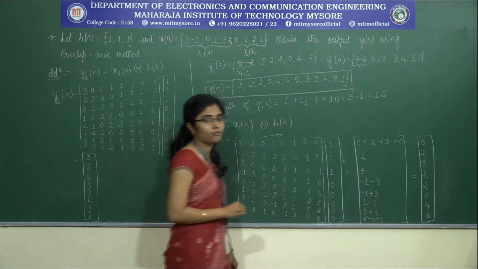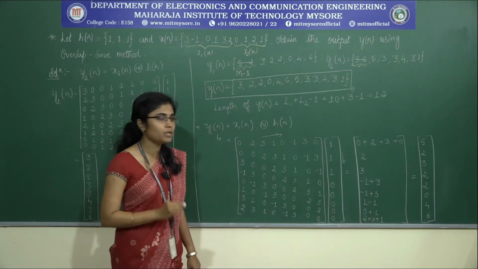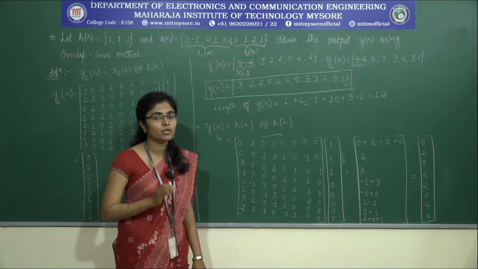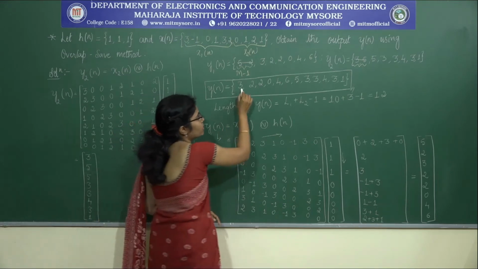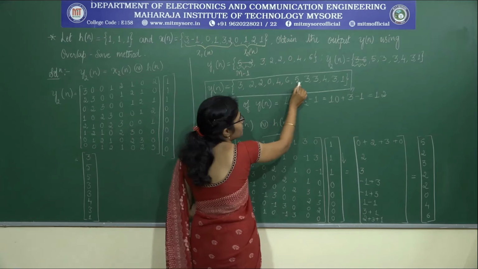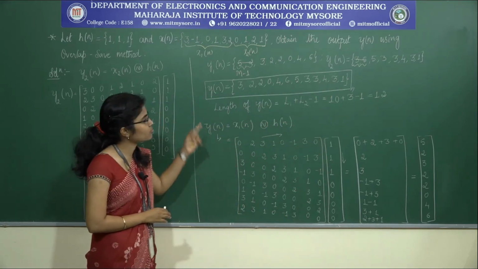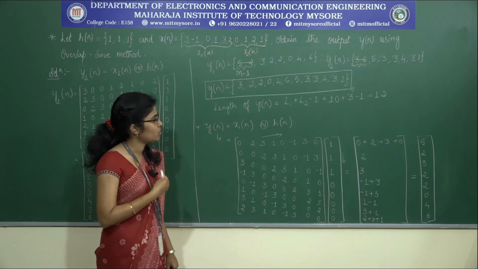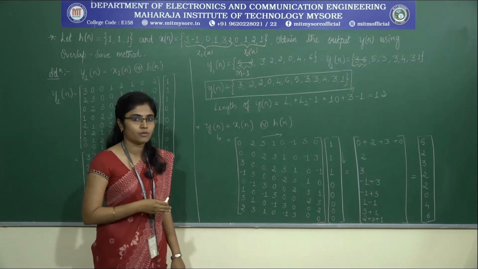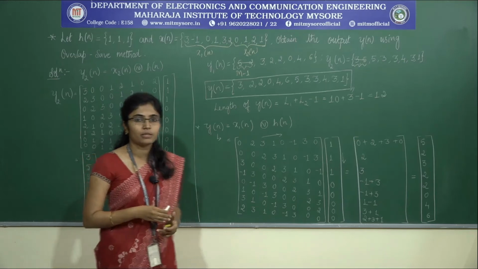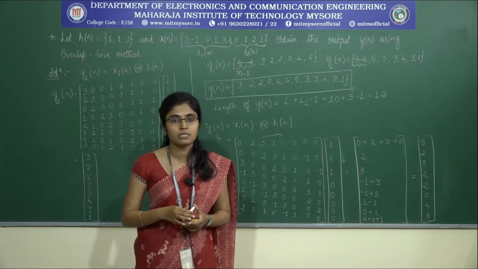So what should be the length of y of n? The length of y of n should be 12, which tells that it should have 12 samples. So let us count: 1, 2, 3, 4, 5, 6, 7, 8, 9, 10, 11, 12. So we have 12 samples. This is how you can verify whether you have got the correct number of samples in y of n. So this is the method in which we can perform the overlap save method.